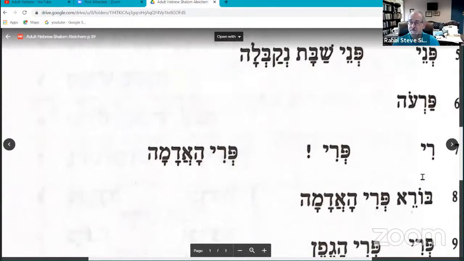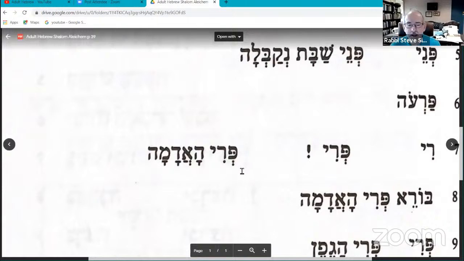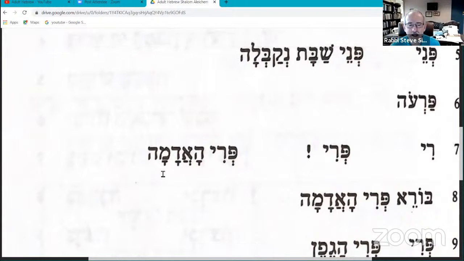Line 7. Pari ha'adama. Pari ha'adama. Pri means fruit. Ha'adama means of the ground. So fruit of the ground includes potatoes, all root vegetables, all melons, zucchini, squash, all the shrubberies, all the raspberries, strawberries, blackberries.